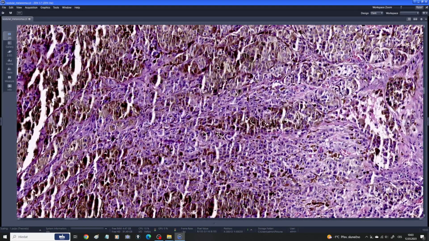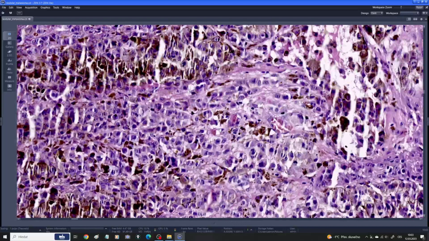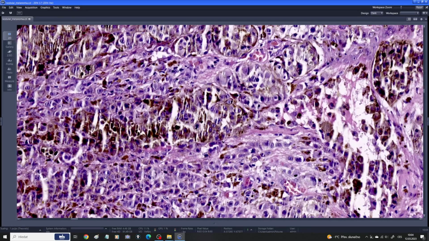But here in this case, we've got no problem because we've got atypical cells, but they still look like melanocytes, and there is a huge amount of melanin pigment.